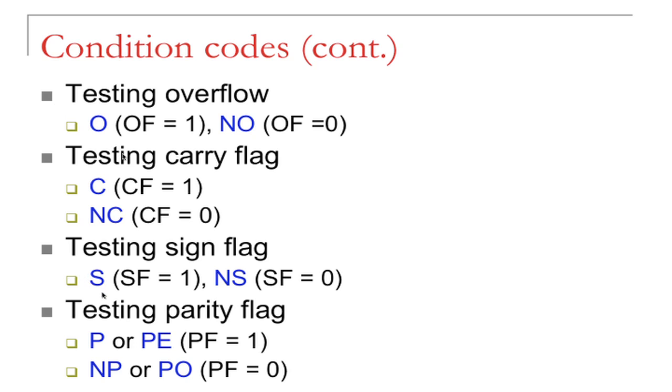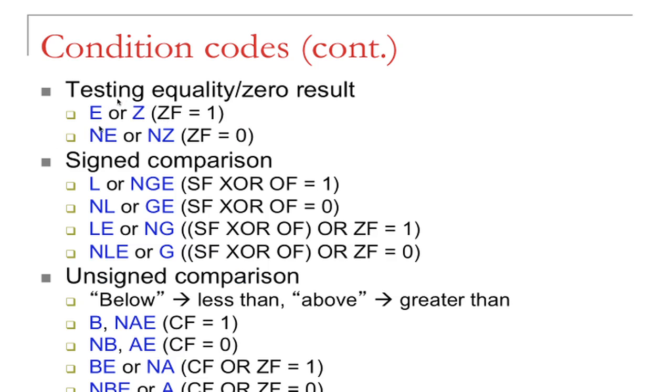Similarly, we have sign flag S. That's when the sign flag is 1, or NS, the sign flag is 0, or parity flag, etc. And we have E or NE or NZ or Z. These are related to zero result or equality result. Z or E, those representing the zero flag is a 1, means the two numbers are equal.